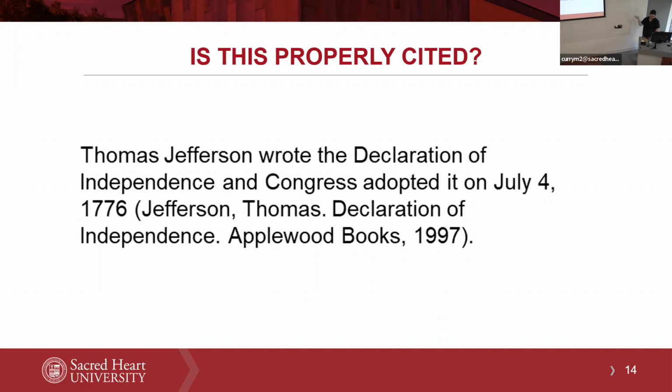Everyone here in the United States knows that the Declaration was signed on July 4th, 1776. Now, if you find information contrary to this, so if you find out that the Declaration of Independence was signed actually on July 3rd, you would have to cite that, because you are refuting what is considered common knowledge, and you would need a source for that.